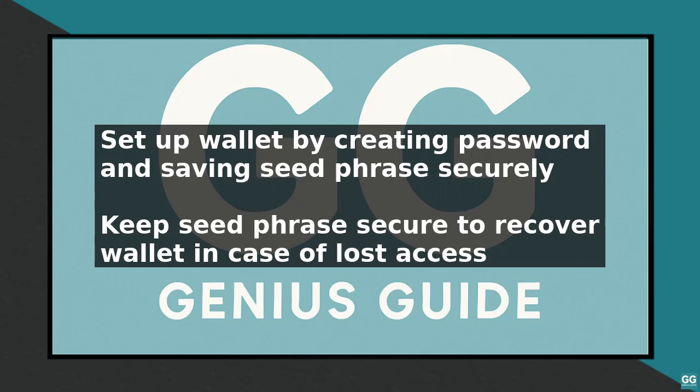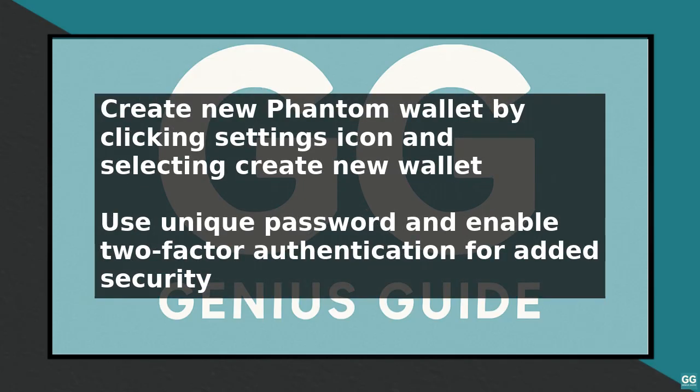To create a new Phantom wallet, click on the settings icon in your Phantom wallet, then select Create New Wallet. Follow the same steps as before to set up your new wallet, creating a password and saving your seed phrase. When creating a new wallet, make sure to use a unique password and store your seed phrase securely.